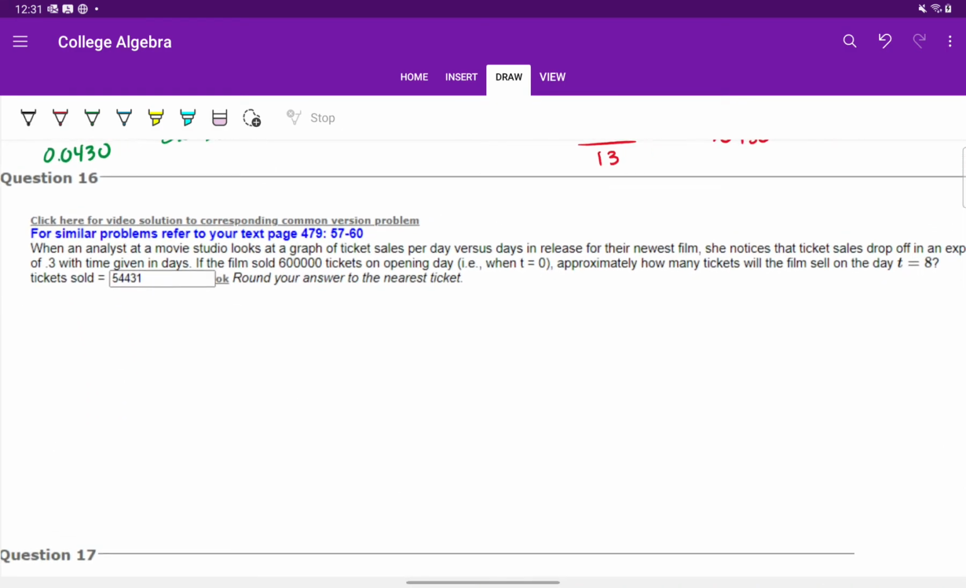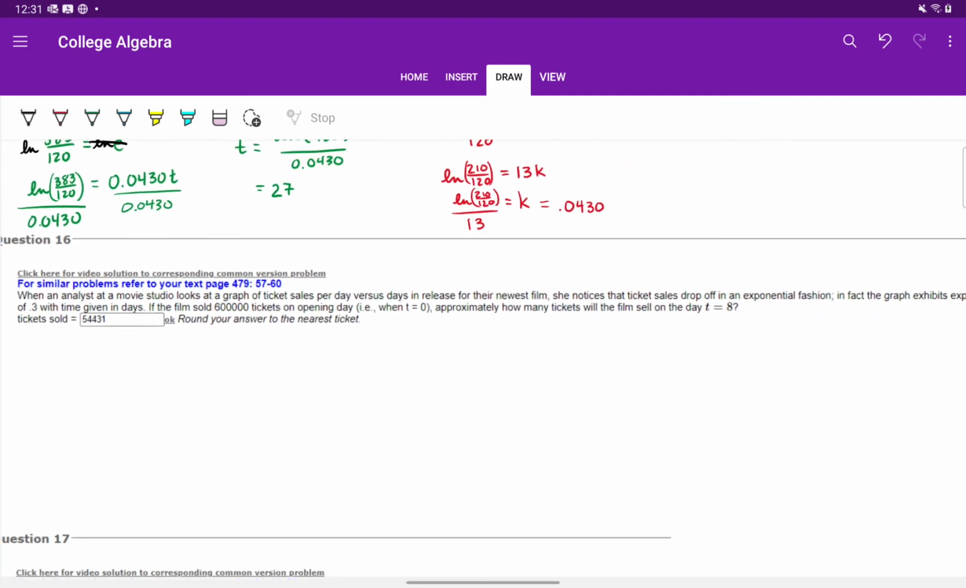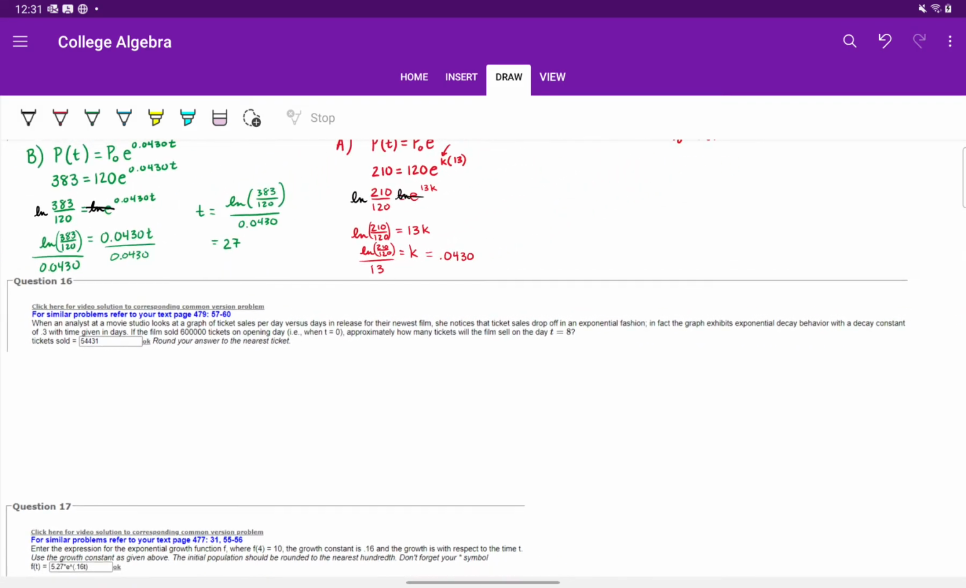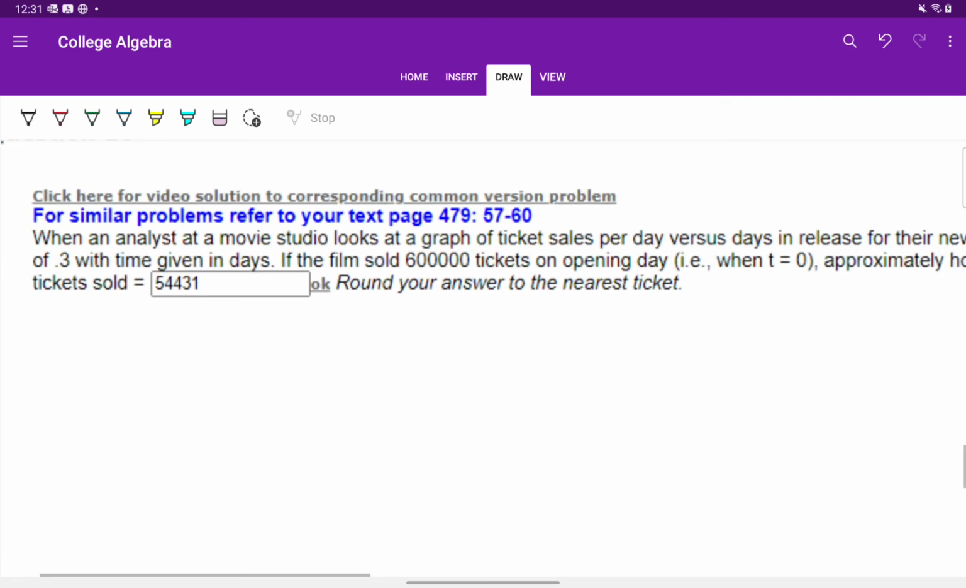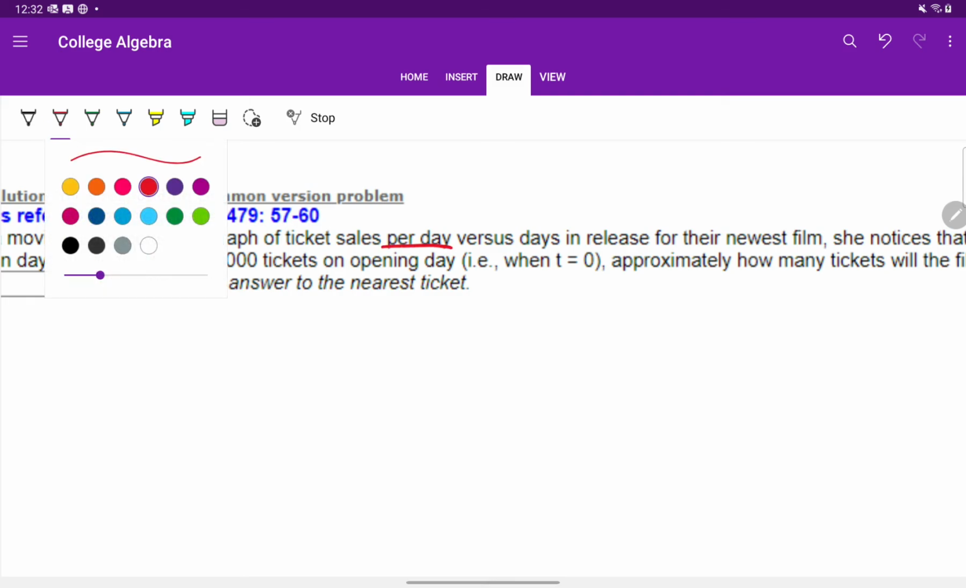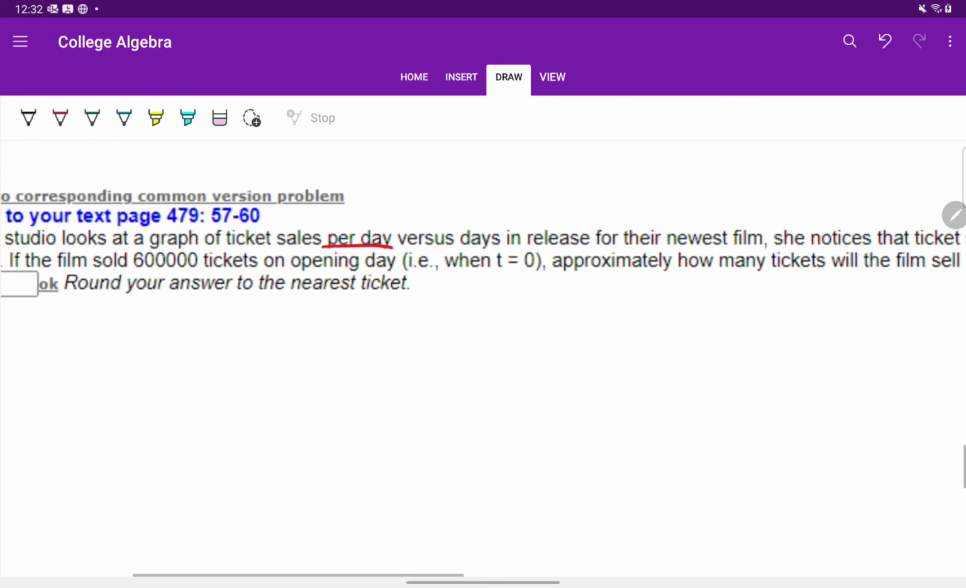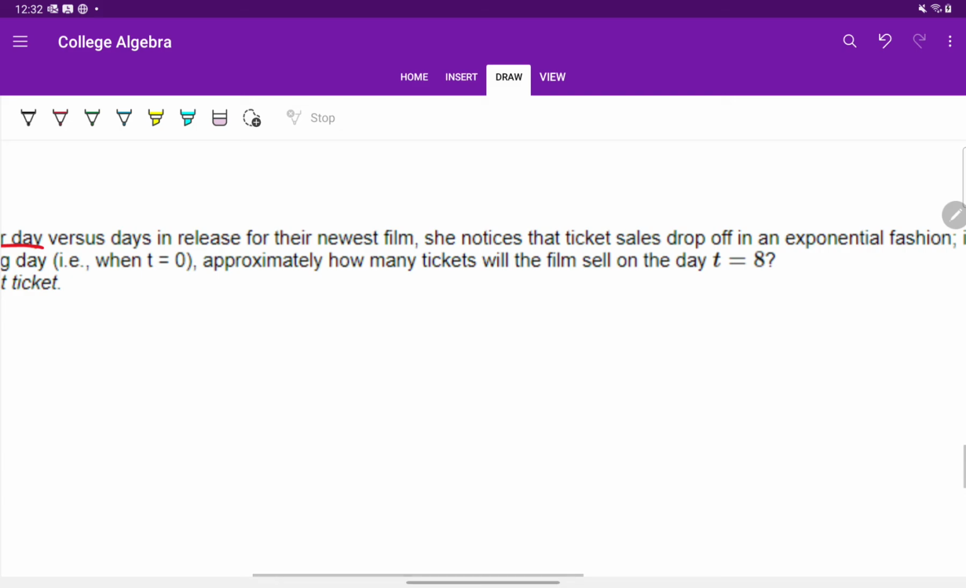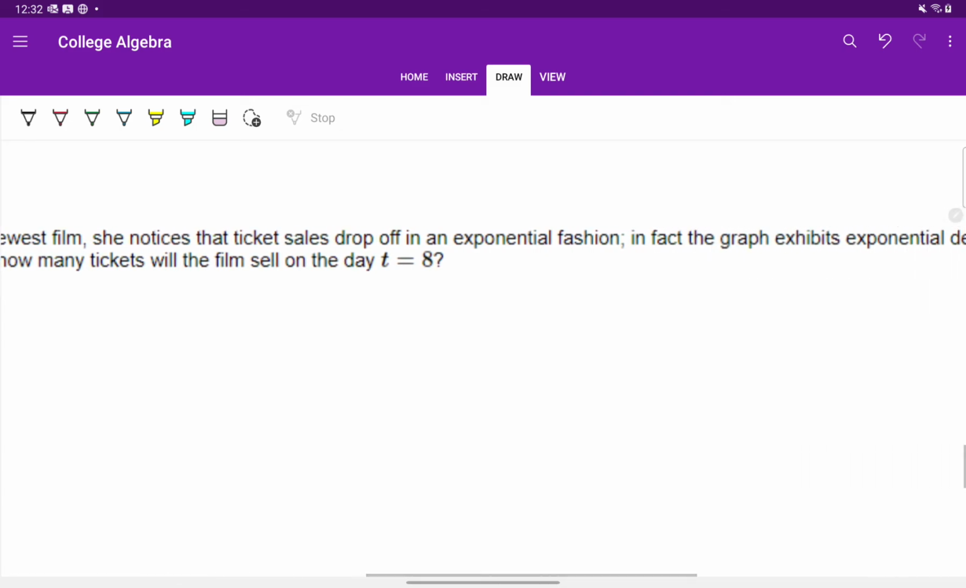All right, similar problem, but we're going to be dealing with much larger numbers in this example. Wow, this is long. Okay, we're going to have to scroll. When an analyst at a movie studio looks at a graph of ticket sales per day, hint, hint, we're going to be using days, versus days in release for their newest film, she notices that ticket sales drop off in an exponential fashion. So here's another hint. Drop off means decay. So we should be looking for a negative k value.